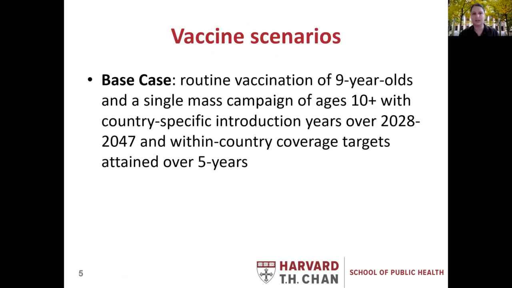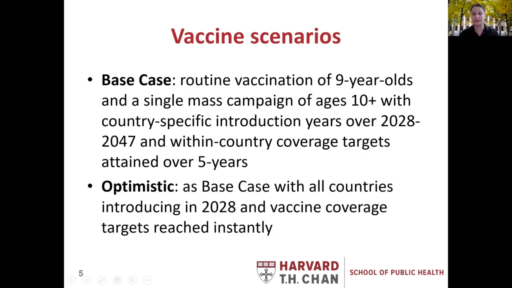For our vaccination scenarios in the base case, we examine a routine vaccination of 9-year-olds and a single mass campaign of ages 10 and over, with country-specific introduction years over 2028 to 2047 and within-country coverage targets attained over a 5-year period. That 2028 starting point is the expected licensure for a future TB vaccine. We also examine an optimistic scenario that is similar to the base case in efficacy assumptions, but assumes that all countries introduce in the year 2028 and that vaccine coverage targets are reached instantaneously. All of these vaccine scenarios are compared to a scenario with no new vaccine introduction, and we assume that this adolescent vaccine product has 50% efficacy based on the data described by Matt in the earlier presentation.